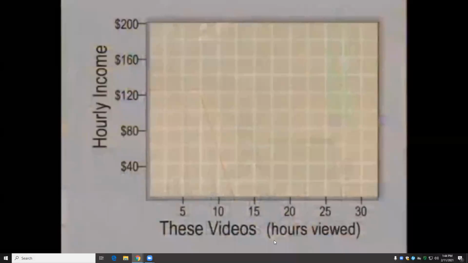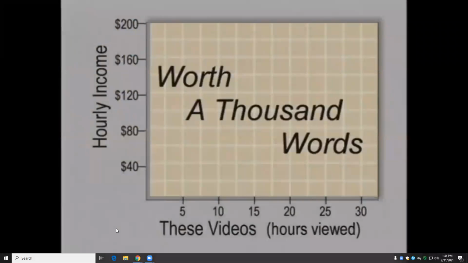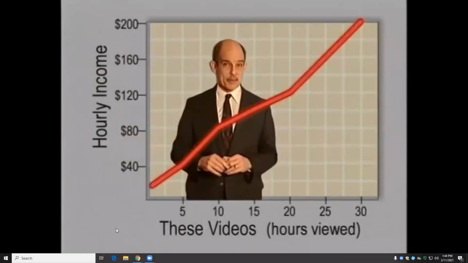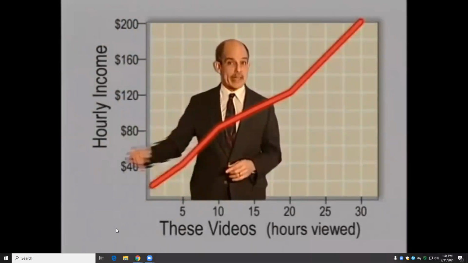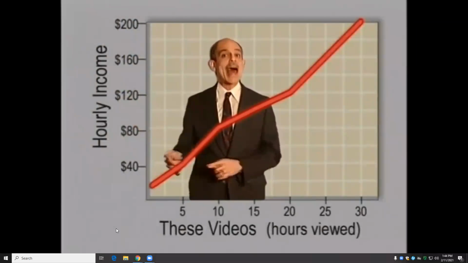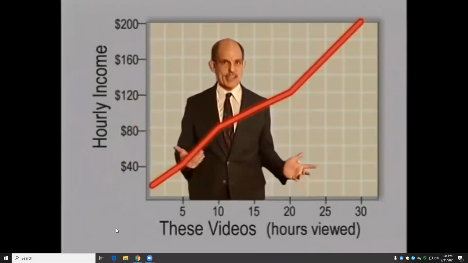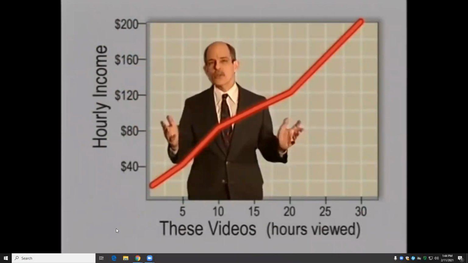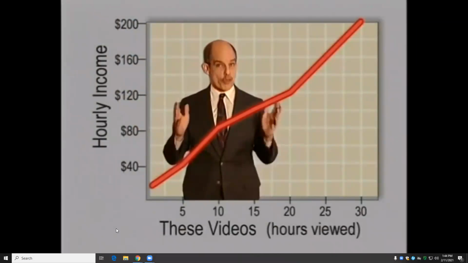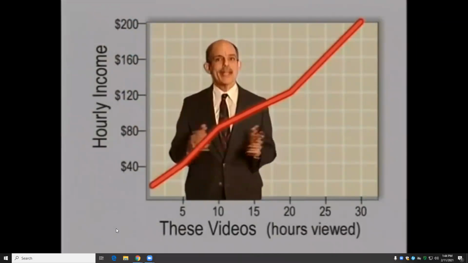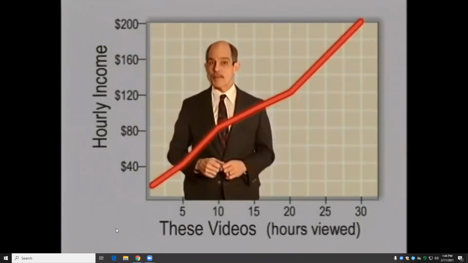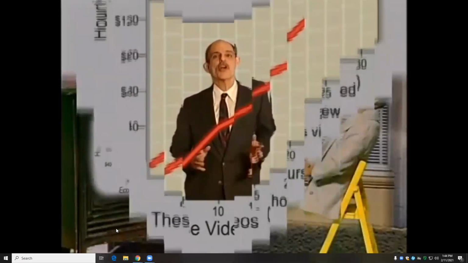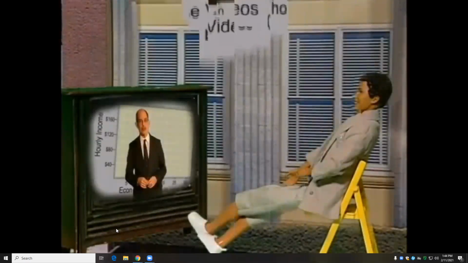But before we get to the main event, a few basics. This graph, based on totally made-up data, shows the fictitious relationship between a person's hourly income after graduation and hours spent watching these videos. It's the old cliche in action, a picture's worth 1,000 words. But how to draw this kind of picture? Well, let's wipe the slate away and start with the data, the numbers themselves.